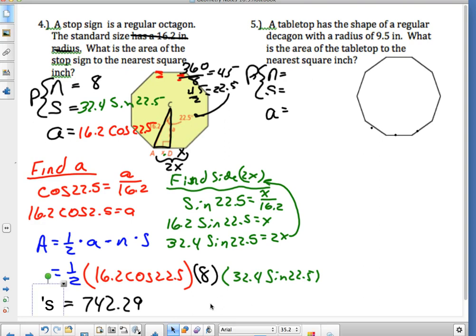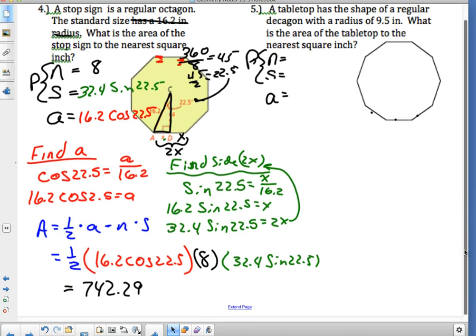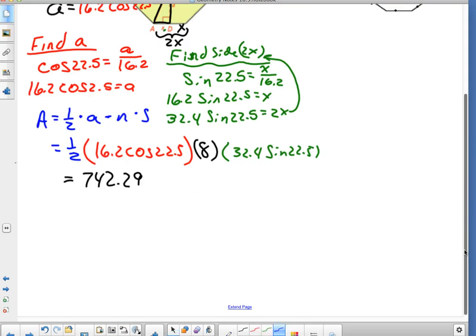And I'm going to get rid of this. I made that earlier. That's not supposed to be there. Now, we are supposed to go to the nearest square inch. Oops, I did it to the nearest hundredth. So I got to go to the nearest square inch. So it rounds down to 742 square inches, or inches squared, is my final answer.